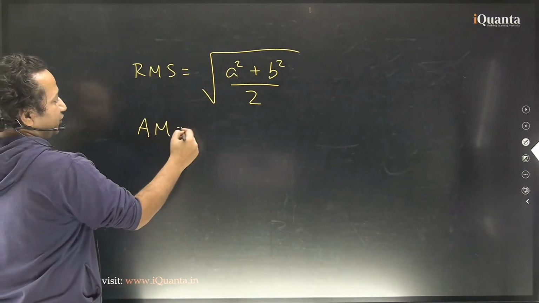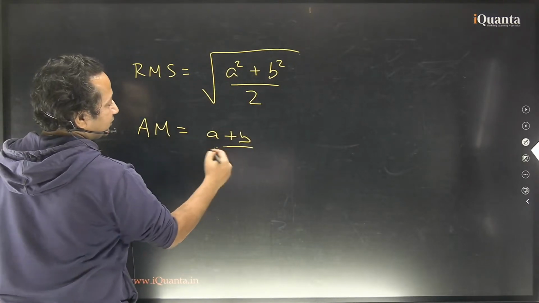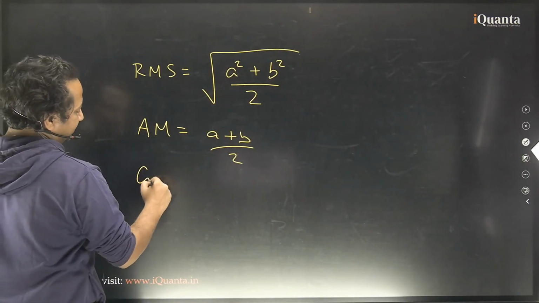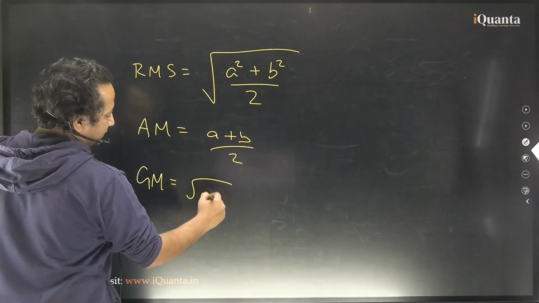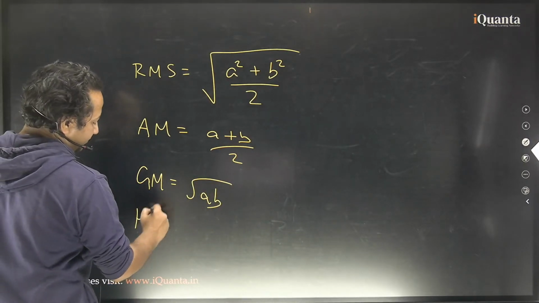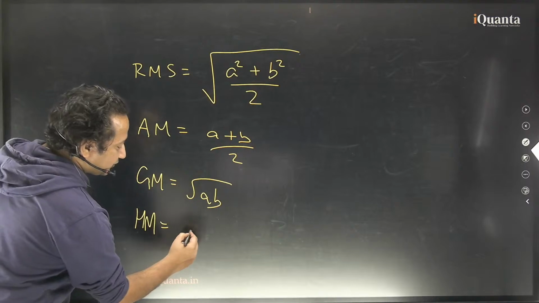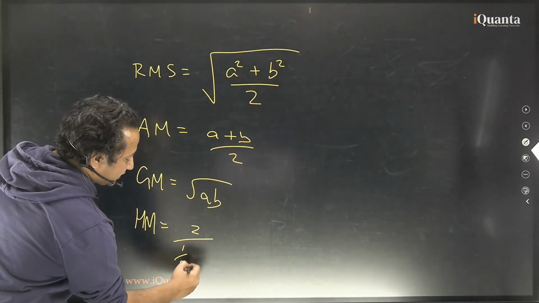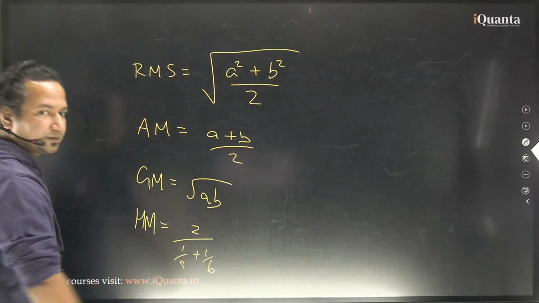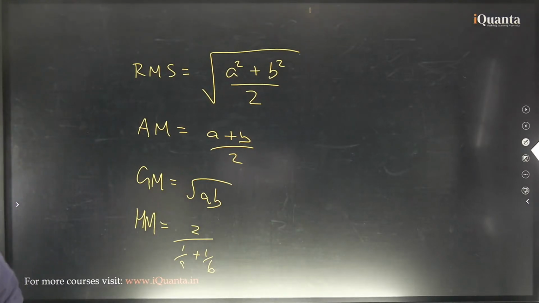Arithmetic mean, all of you know it. That is (A plus B) by 2. Geometric mean, also you know that. That is equal to square root of AB. And harmonic mean is equal to 2 upon (1 by A plus 1 by B), right? This is going to help you a lot.